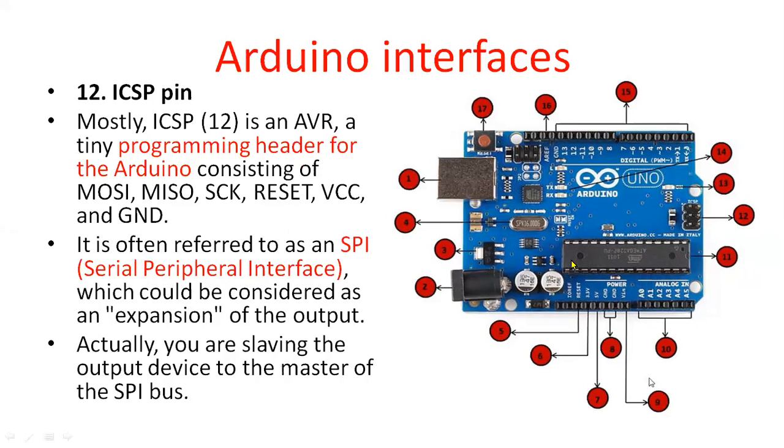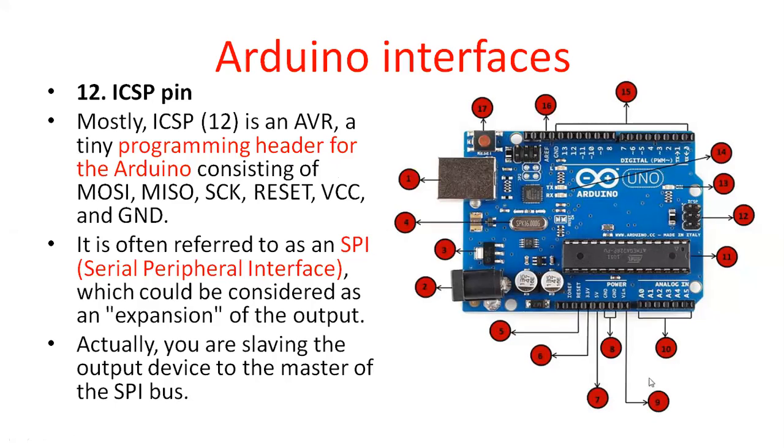Coming to the 12th one, the ICSP pin, integrated circuit serial peripheral pin. It is like AVR Studio, a programming header for the Arduino. It consists of MOSI, MISO, and I think you know very well about these. In the Raspberry Pi, I explained master out slave in and master in slave out. Then SCK, reset, VCC, and ground.